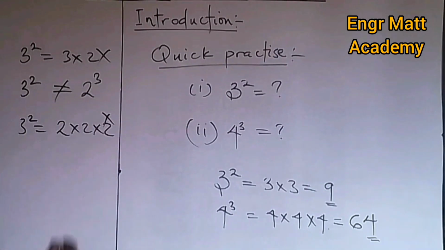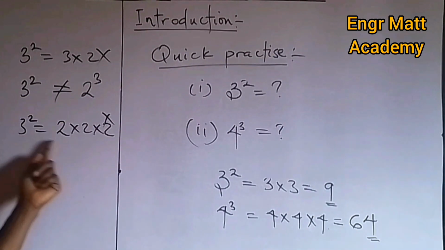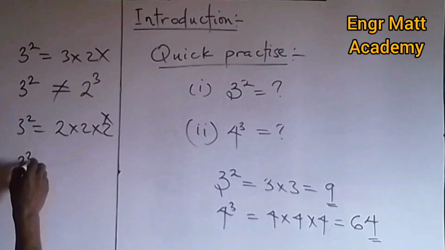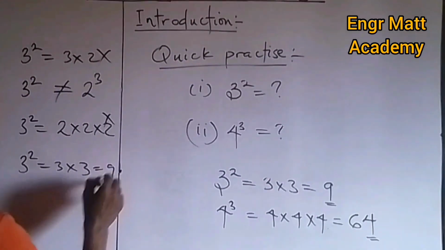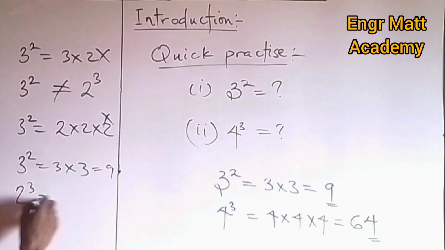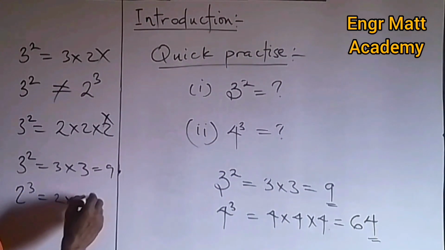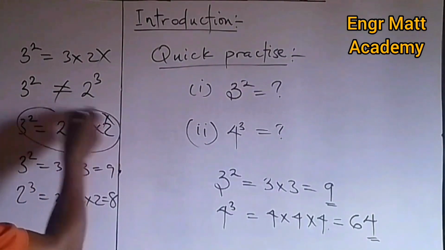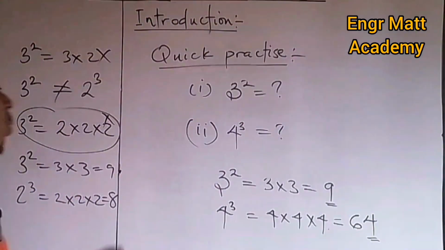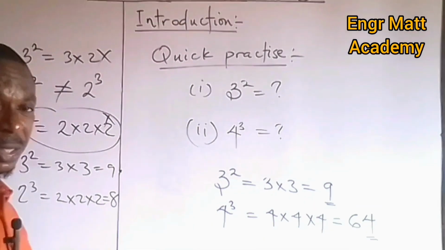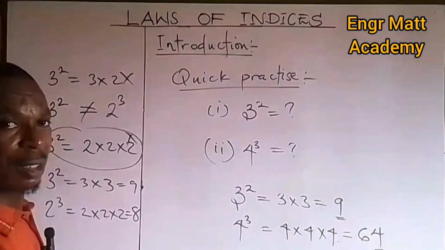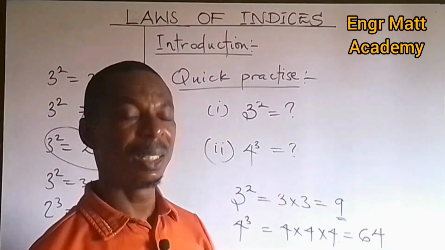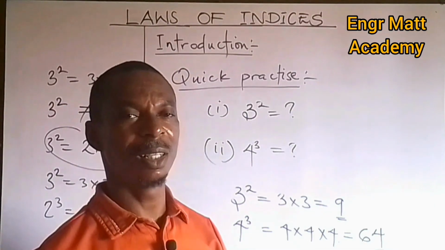So this is wrong. Why? Because the number that is multiplying itself is 3 and not 2. So 3 raised to power 2 is equal to 3 times 3, 9. And 2 raised to power 3 is equal to 2 times 2 times 2, and this is 8. So when students replace the base number with the index number, they're already out of points. If you watch out for these common mistakes, then you won't have problems when we move into the laws of indices. And that is what we are going to discuss in our next lesson.